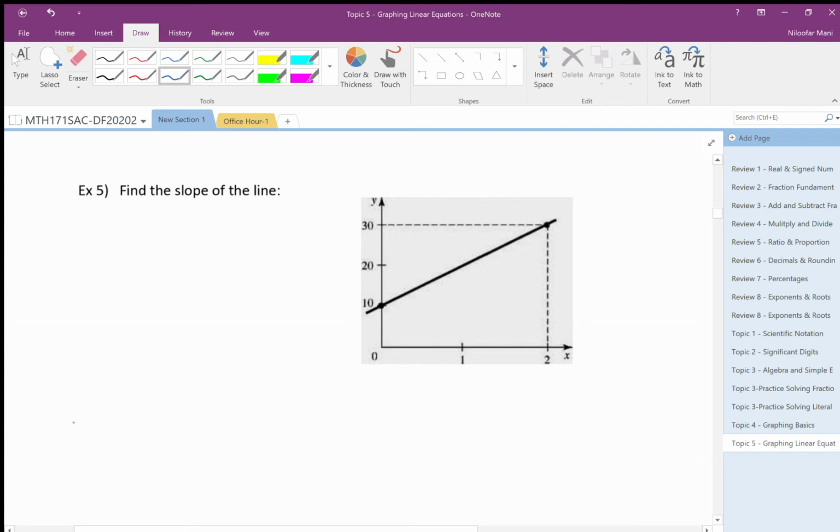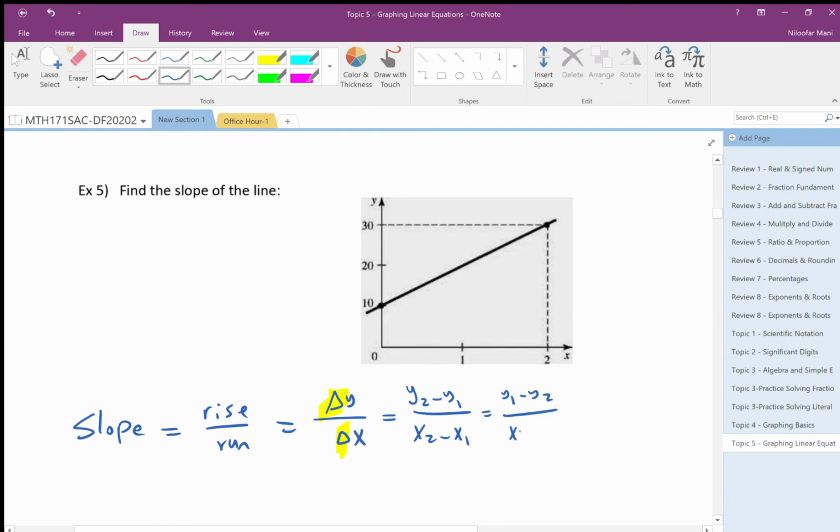So a slope is rise over run. Rise means change in y over change in x. Mathematically, wherever you see delta in physics and math, it means change. That's the symbol for change. So delta y over delta x means y2 minus y1 over x2 minus x1, or y1 minus y2 divided by x1 minus x2. Remember, if I start from y2, I start from x2 in the denominator as well. If I start from y1, I start from x1 in the denominator as well.